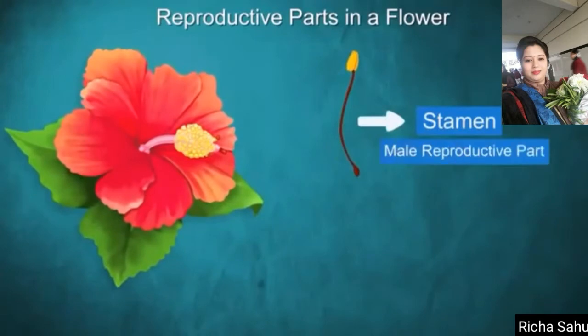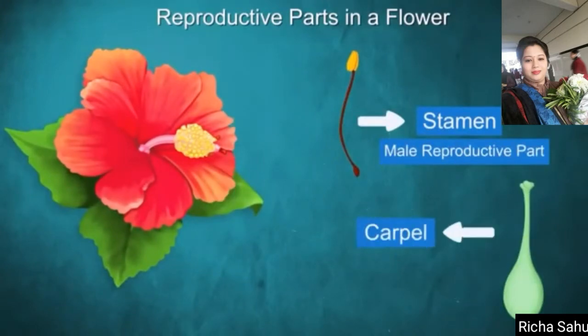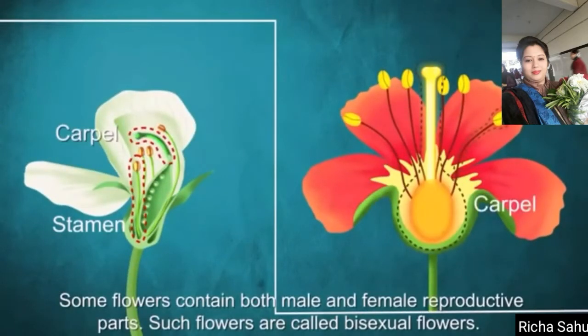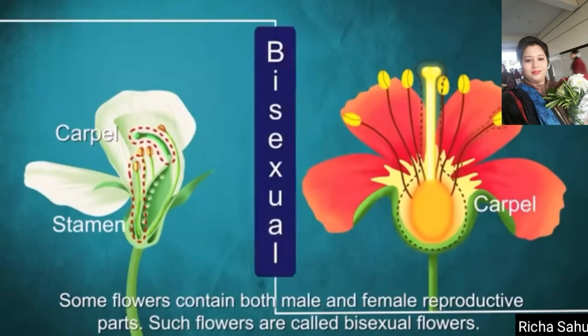Stamen is a male reproductive part. Carpel is a female reproductive part. Some flowers contain both male and female reproductive parts. Such flowers are called bisexual flowers.